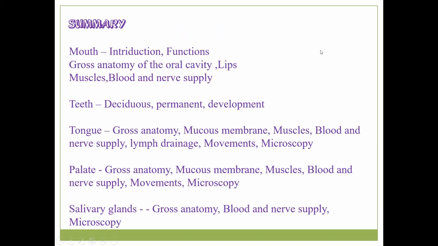So in summary, we have discussed about the mouth: a small introduction, its functions, its parts, gross anatomy, muscles, blood and nerve supply, then teeth and their development, tongue, palate, and the salivary glands.